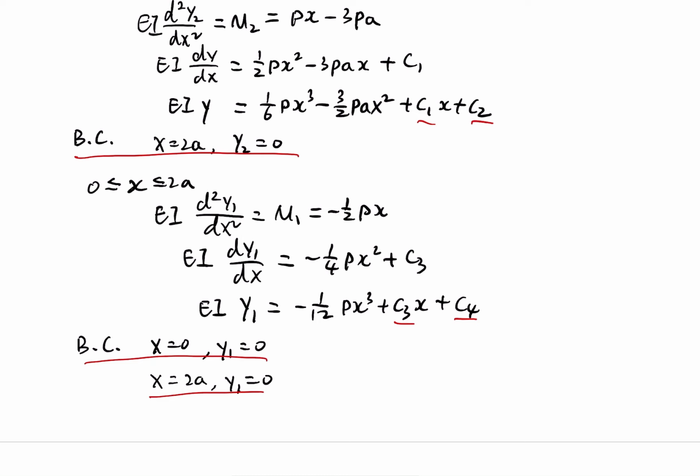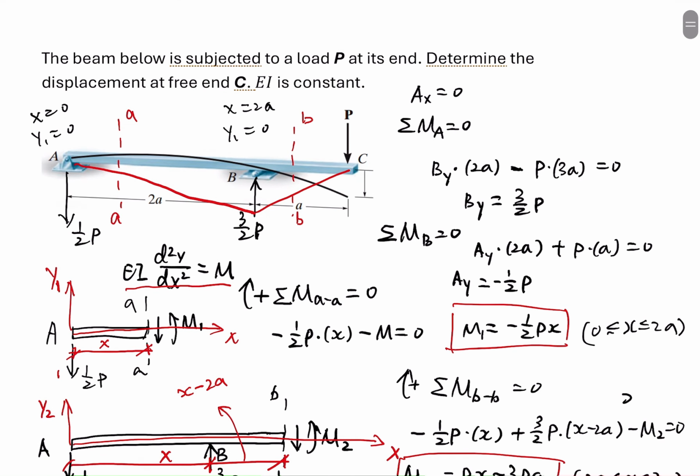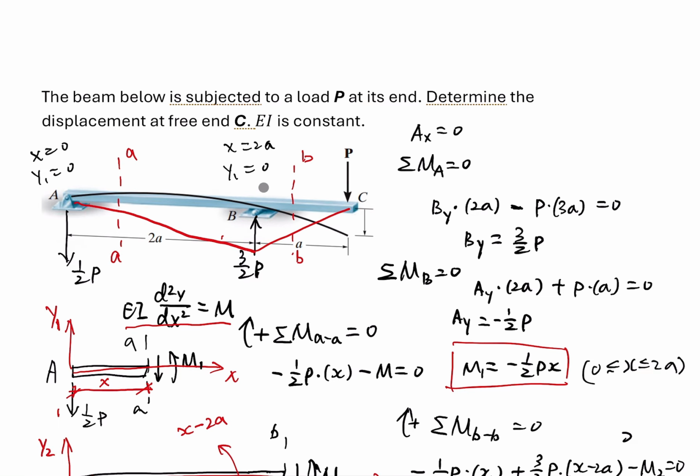Those are the conditions we introduced in the lecture, the continuity conditions. Look at this deformed shape. This deformation is continuous at support B. That means the displacements must be the same; they are both 0, so it's the same. And at support B, the slope must be the same. So we come out with two slopes.